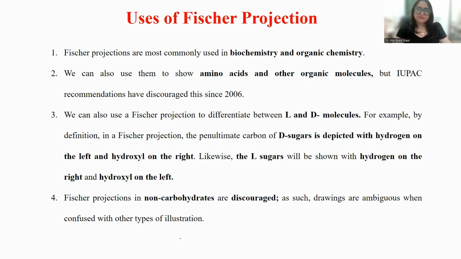So this is how we can say: if hydroxyl is on the left, then it is an L sugar. If hydroxyl is on the right, then it is D-glucose. This is how we can differentiate between D and L forms. In non-carbohydrates, we can't explain them this way, and the drawings are ambiguous, and when confused we cannot use it for non-carbohydrates.